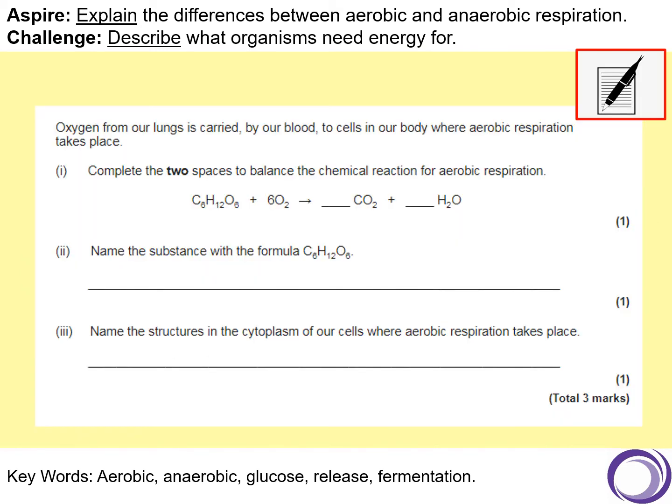Okay, so now for some exam question practice. Oxygen from our lungs is carried by our blood to our cells in our body where aerobic respiration takes place. Complete the two spaces to balance the chemical reaction for aerobic respiration below. And then name the substance within the formula C6H12O6 and name the structures in the cytoplasm of our cells where aerobic respiration takes place. So this is 3 marks here, so that's 3 minutes. Off you go.